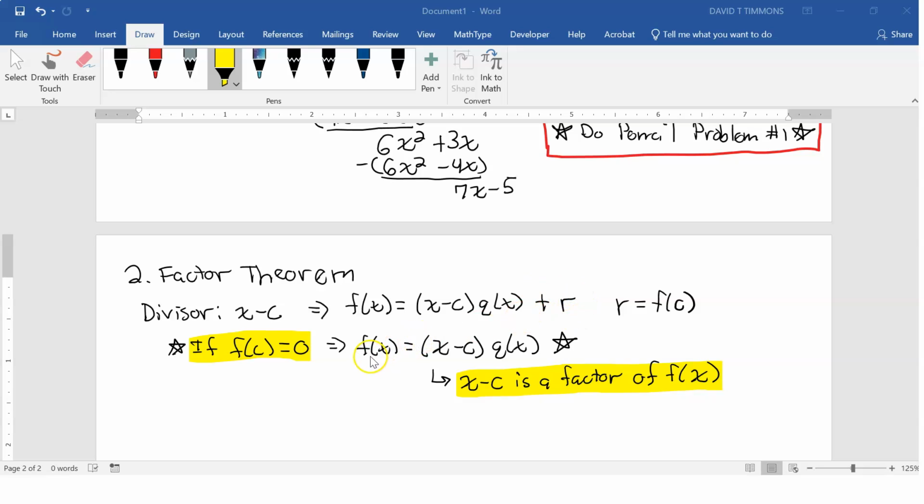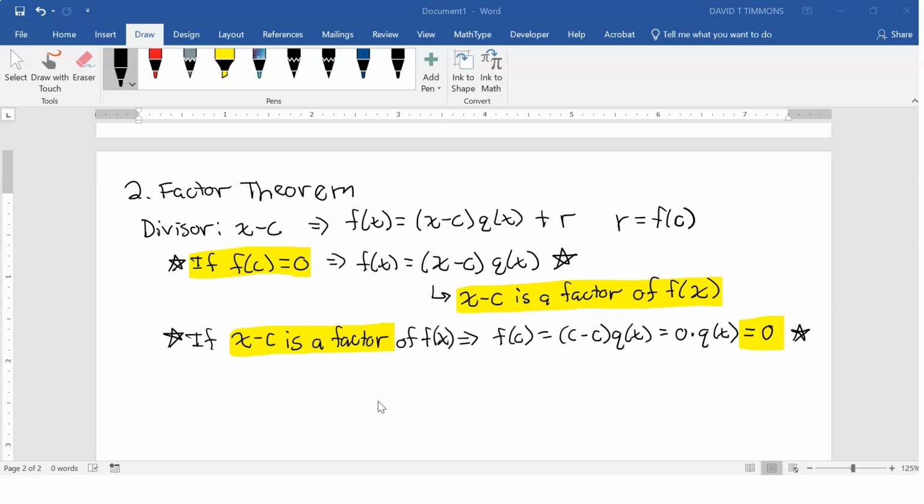And so our dividend, f of x, will just be the product of the divisor x minus c times the quotient. And notice, if you look, that means that our dividend is really in a factored form with this one factor, then times the quotient. So if f of c, or your remainder, is 0, then that means x minus c is a factor of f of x.